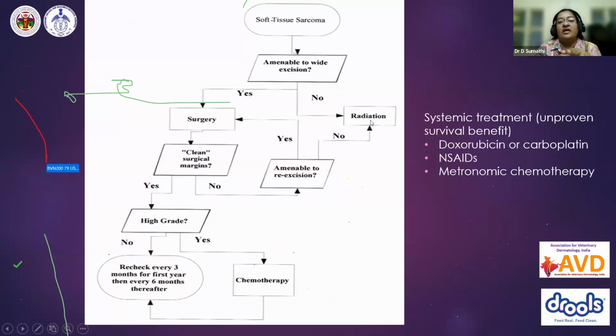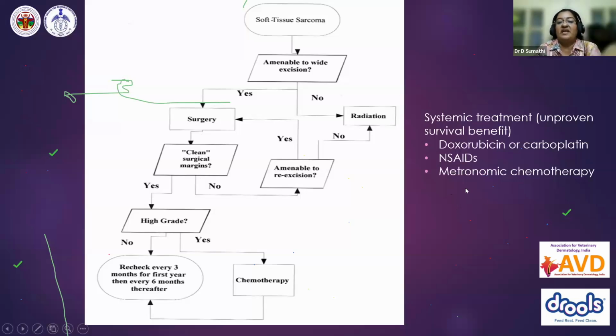If it is not, then you can go with radiation so that you can bring down the size and then go for a surgery. And if it is not amenable for re-excision, again you go for a radiation. If there are good clean surgical margins, then go for a surgery. If it is a high grade, then after surgery you have to recheck every 3 months. If it is high grade and it requires chemotherapy, you have to go with chemotherapy.